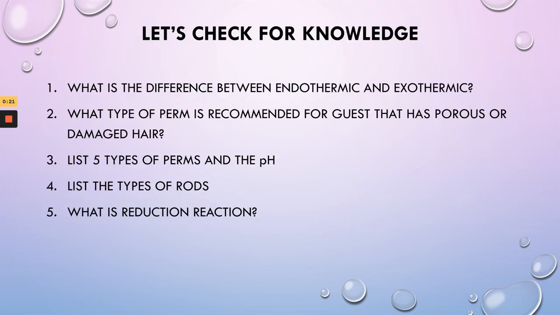And here is our knowledge check. What is the difference between endothermic and exothermic? What type of perm is recommended for a guest that has porous or damaged hair? List the 5 types of perms and the pH. List the types of rods. What is a reduction reaction? Next topic is relaxers and soft curl permanent.